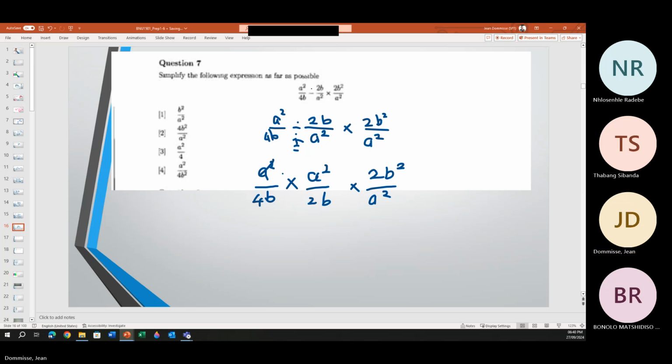A2 and A2 cancels out. There's a 2 and a 2 that cancels out there. So there's B1, B2, so that will also cancel with that B2. So we've got at the top a to the power of 2 over 4.